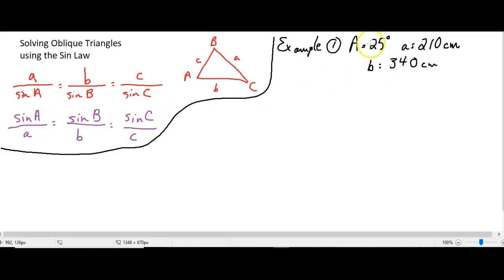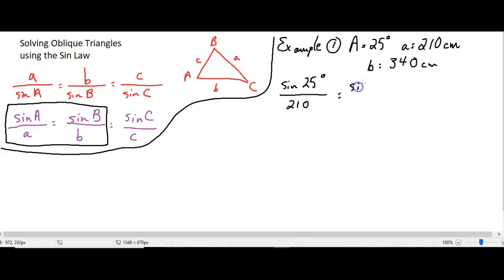Now, noticing that I've got one angle, two sides, so it's angle B that is my unknown. So actually, it's going to be best, but not limited to, me using the sine law just like this. All right? So sine of angle A, 25 degrees, over side A, 210, is equal to sine B, this is what I'm figuring out, over 340.